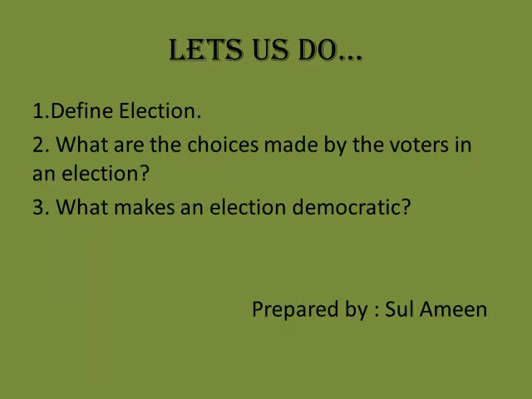Hi, children, we are going to conclude. You have three questions now. First one, define election. Second, what are the choices made by the voters in an election? And the last one is, what makes an election democratic? Try to find the answer.